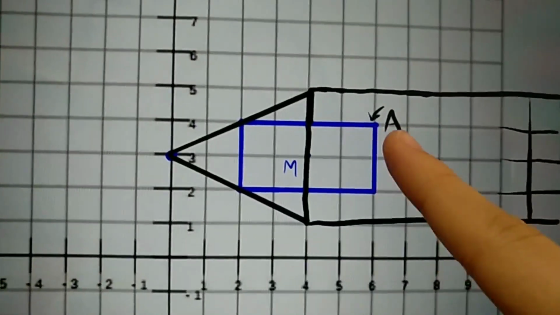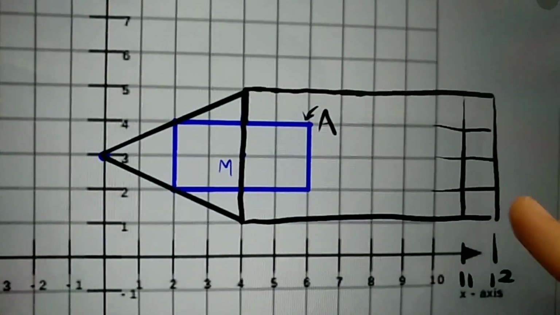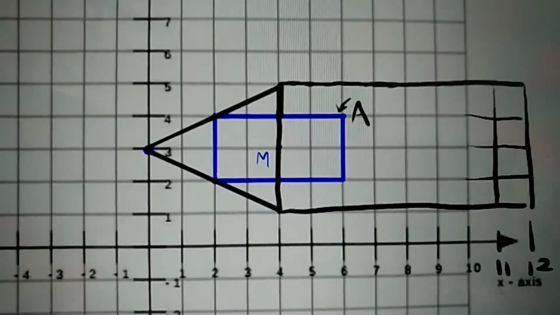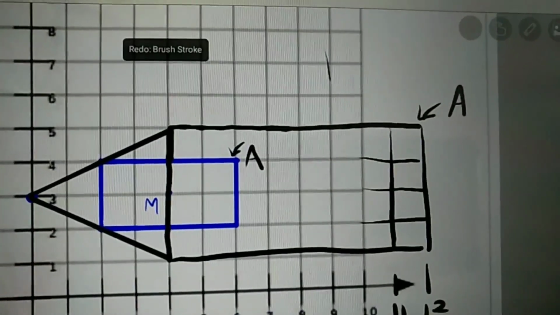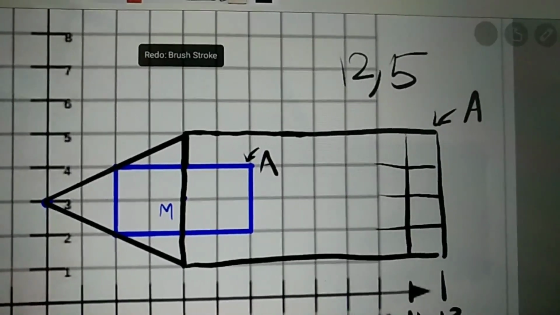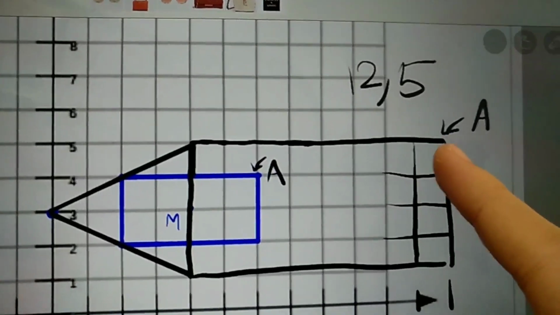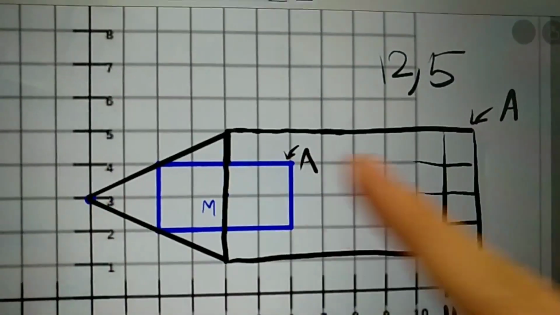Now they ask us to find the point A of the enlarged shape. So naturally it is over here. So therefore, the point of A is on 12.5.